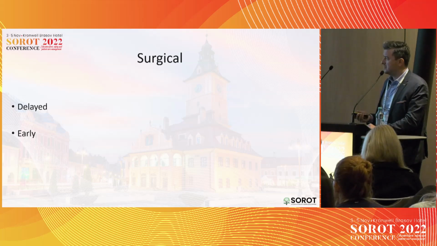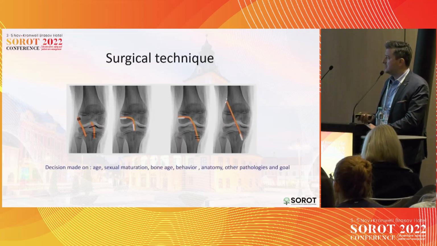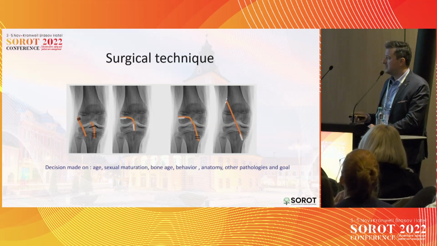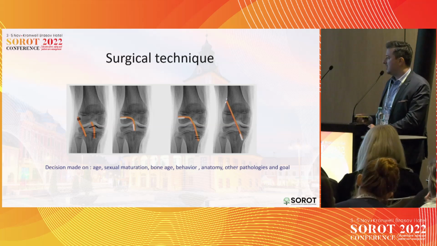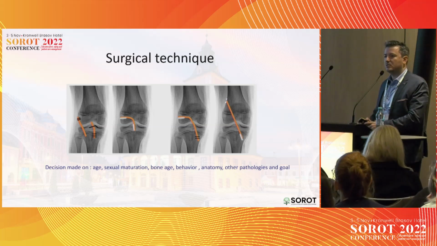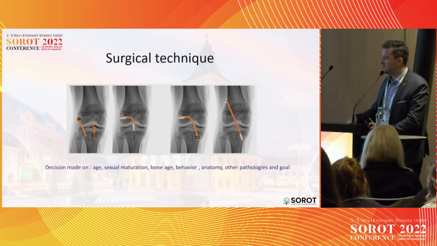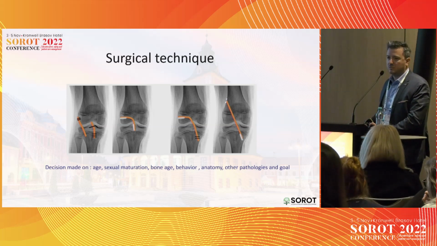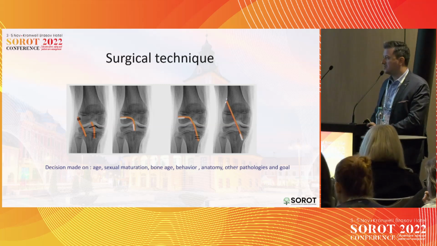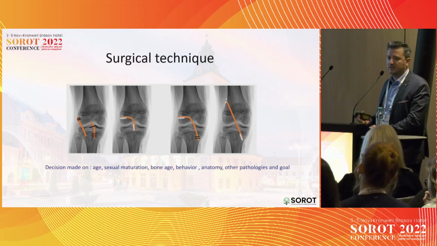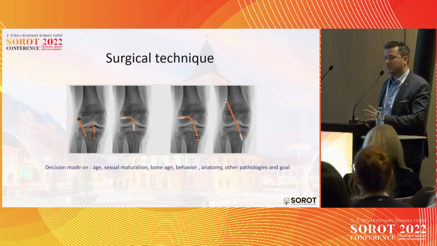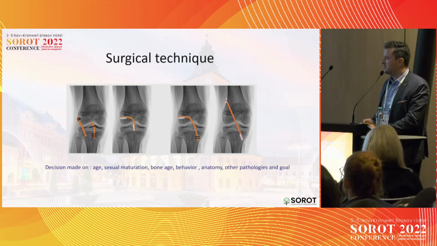Again, surgical, delayed and early. And regarding the techniques, my colleagues presented some of them. Always you have to choose the surgical technique based on age, sexual maturation, bone age, behavior, anatomy, other pathologies, and the goal. Again, what do you want to do with this kid? Do you want to have the next Ronaldinho or Ibrahimovic? Or do you just want a normal kid who can sometimes run around the park and go hiking, but not at a professional level? So sometimes we make a decision based on that.